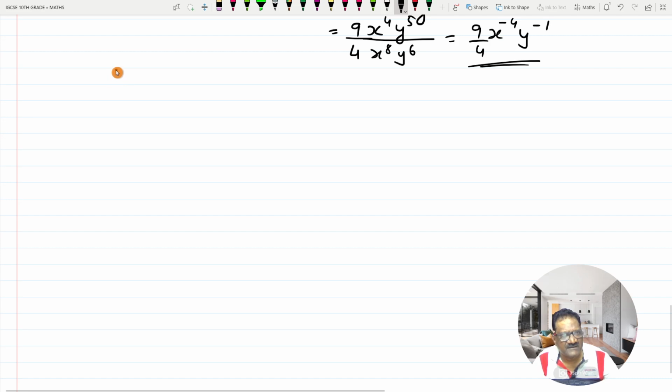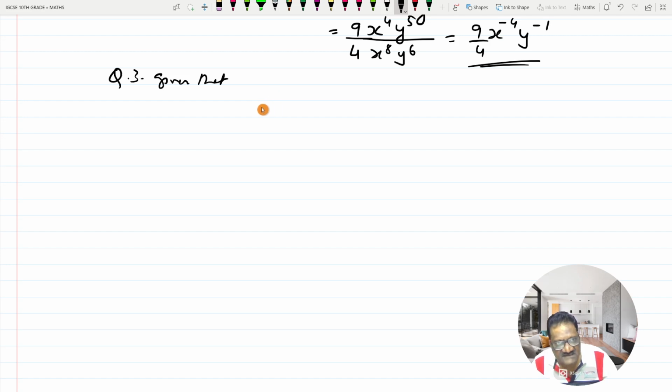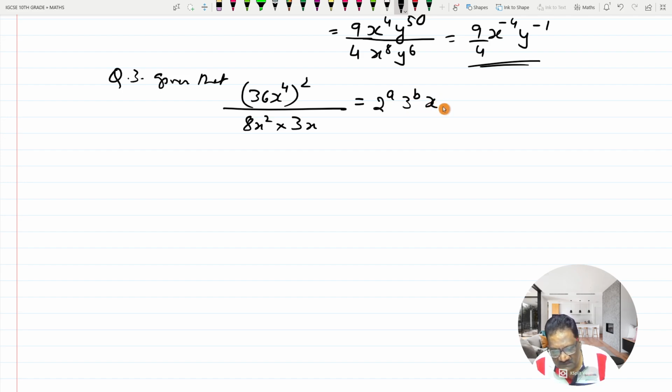Let us go for question number 3. Question number 3 says that given that 36 x raised to a 4, the whole square, upon 8x square times 3x, and this is given to be equal to 2 raised to a, 3 raised to b and x raised to a c. Okay, now you have to find out a, b and c. You have to find out a, b and c, right?